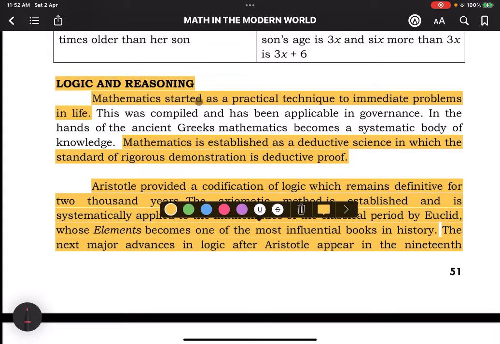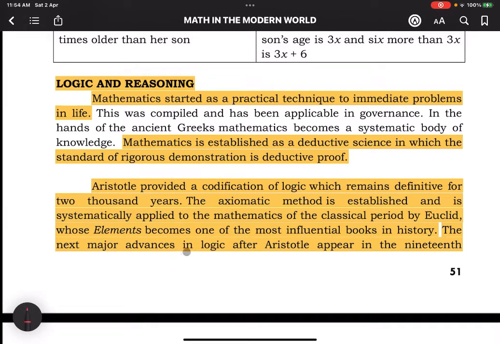So mathematics started as a practical technique to immediate problems in life. Mathematics later is established as a deductive science in which the standard of rigorous demonstration is deductive proof. Aristotle provided a codification of logic which remains definitive for 2,000 years. The axiomatic method is established and is systematically applied to the mathematics of the classical period by Euclid, whose Elements becomes one of the most influential books in history.